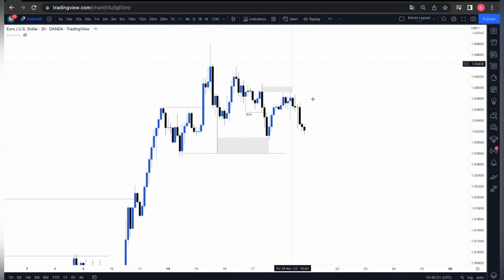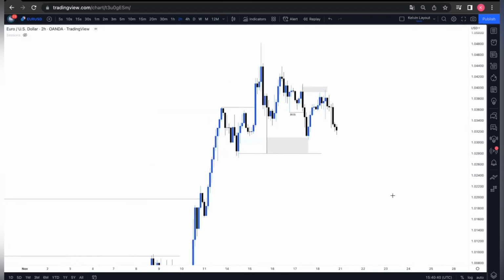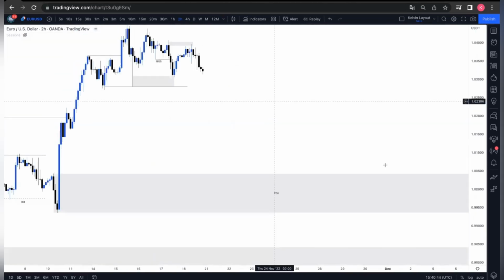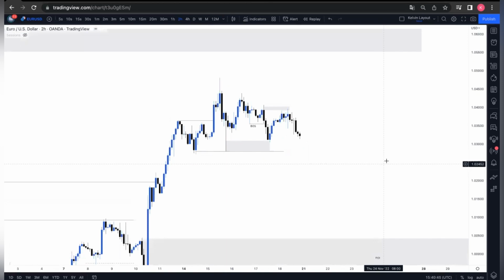that I'm waiting to see price mitigating, which is going to provide us an hourly change of character inside the daily range, okay? And then I can sell pretty much just to ride that bearish order flow towards our daily point of interest sitting below. And then we have a continuation to the upside, right? So that's the outlook that I have for EUR-USD.